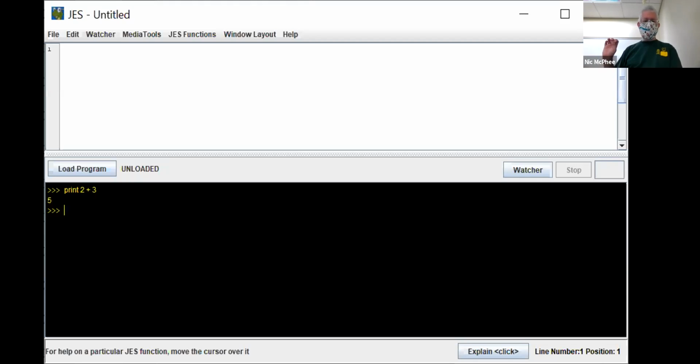Okay, so notice, I can say print, and I can print values. I can also print strings as values, and I need double quotes, not single quotes, around a string.